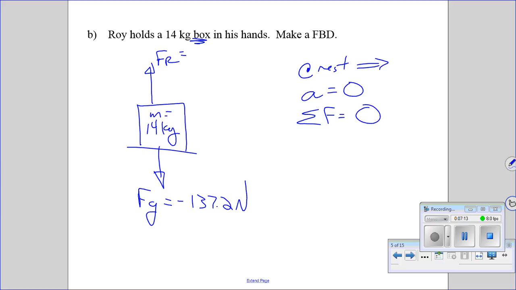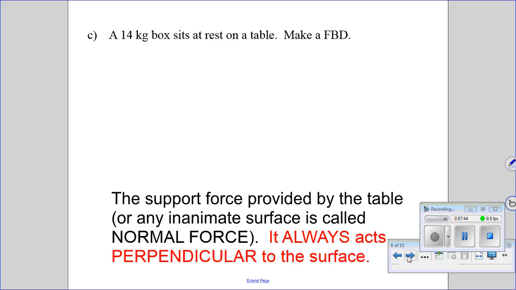137, right? Technically what we're doing here is we're saying x, force of Roy, plus negative 137.2 equals 0, and then solving that, right? I'm not going to write that all out, though, because it's obvious that this has to be 137.2 newtons. All right, so that's just this. He's holding a box at rest in his hands. Gravity's pulling down, he's pushing up. Easy peasy, yeah? Pretty good? All right, cool.